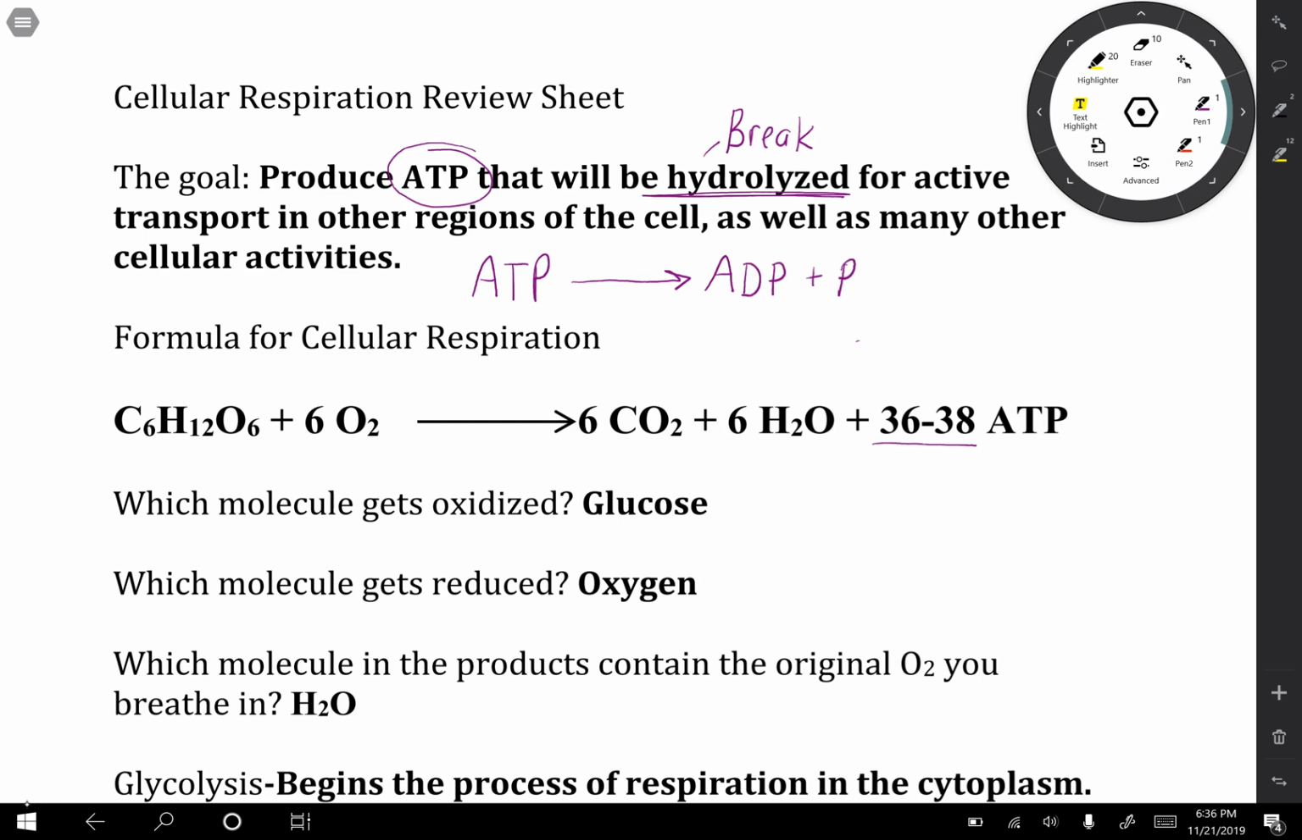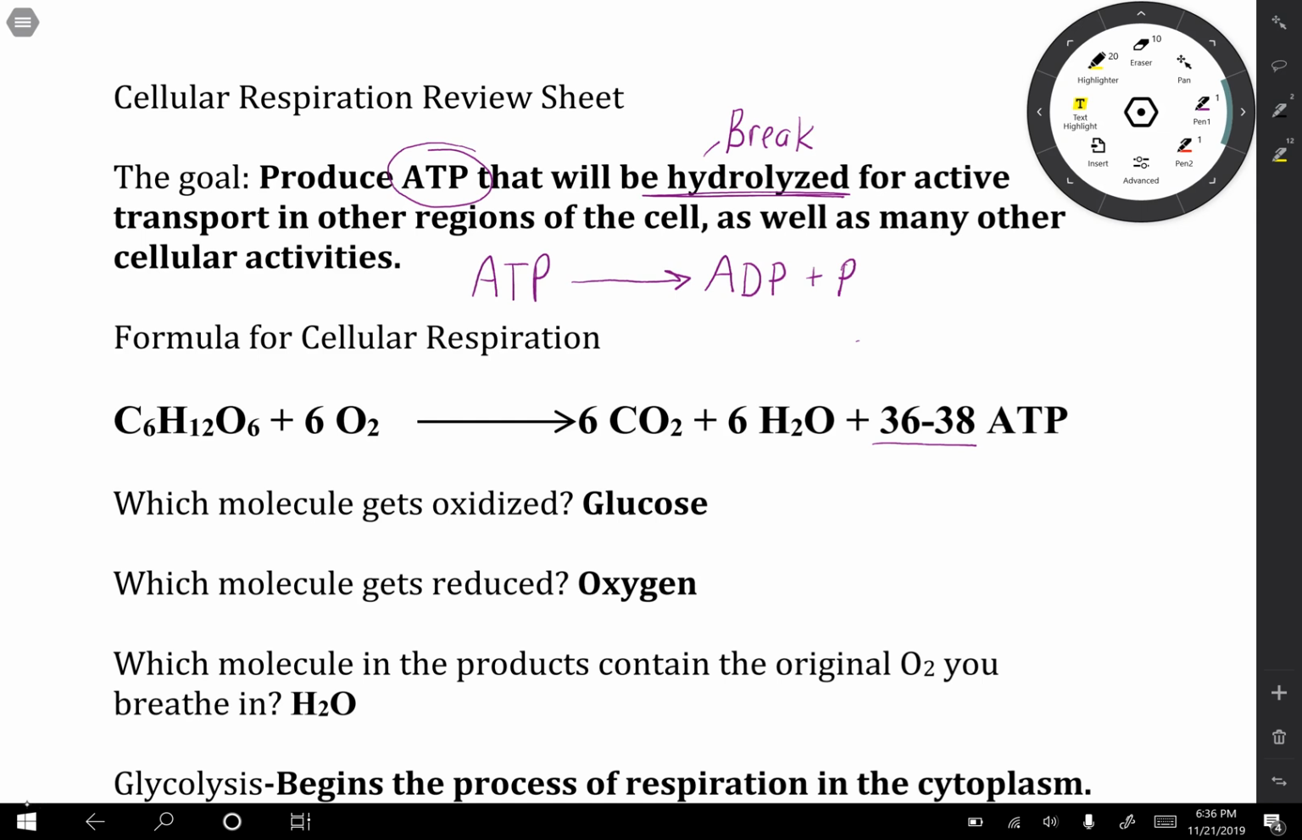It can be used for active transport. It could be used for cell division. It could be used for things like muscle contraction. Lots and lots of things. But you need to break that bond or hydrolyze the ATP. Well, where does the ATP come from?